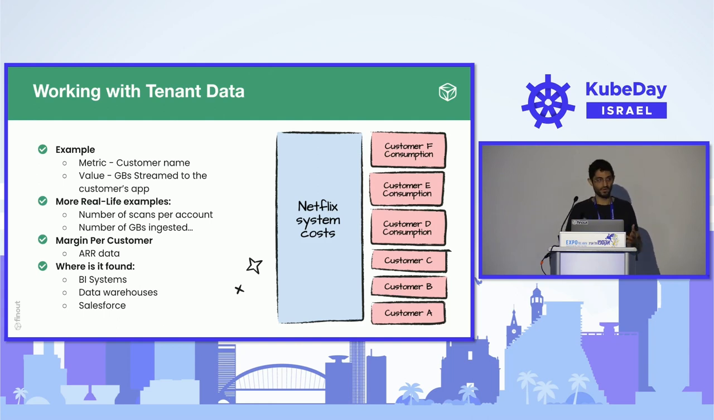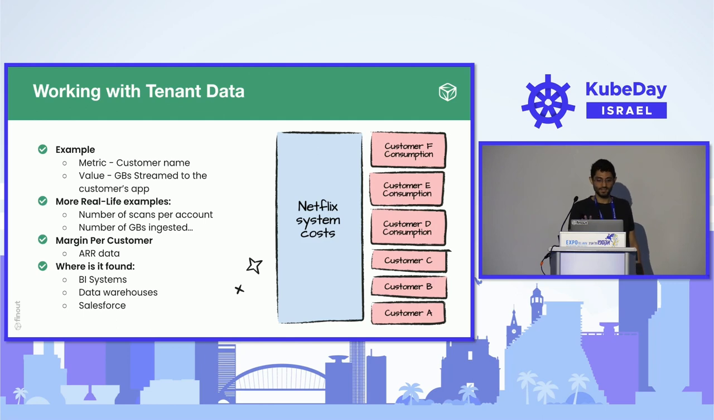In real life, there are more examples that we are encountering. For cybersecurity companies, it's the number of scans that they perform on their customers' accounts, and then they can attribute the entire cost of their multi-tenant system based on the number of scans performed. For log indexing companies, the number of gigabytes ingested is the preferred method of attributing cost in their system.